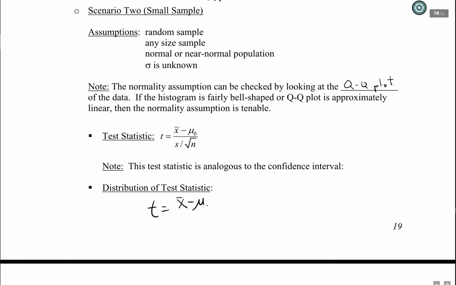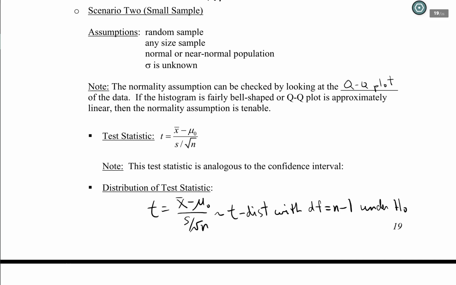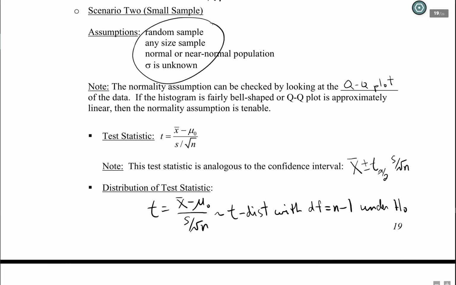So the distribution of this test statistic here is T, student's T distribution, with degrees of freedom equal to n minus 1, and that's the distribution under H naught. So we sometimes call that the null distribution of our test statistic. This test statistic is analogous to this confidence interval, x bar plus or minus a T percentile times S over root n. Okay, the conditions when we use this confidence interval formula are the same as these conditions here.